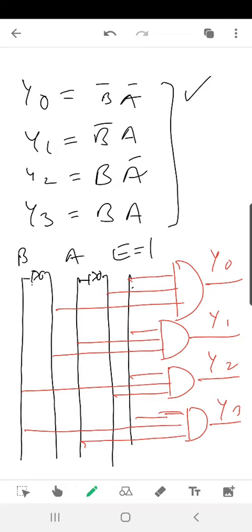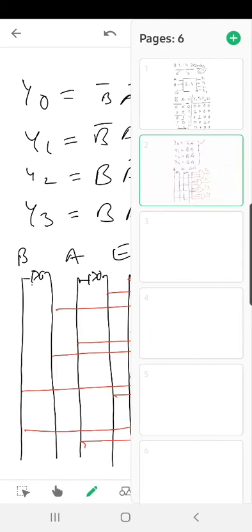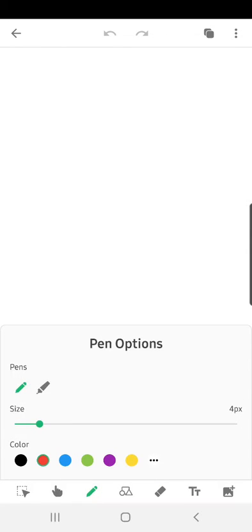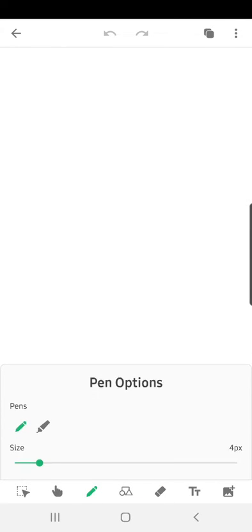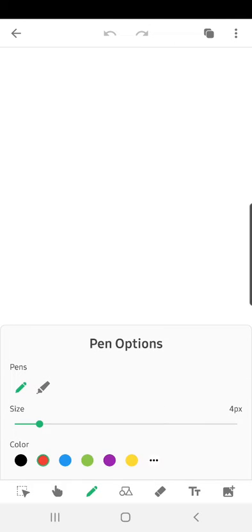Okay, so this is our active high 2:4 decoder. Fine. Moving on, we will talk about our next decoder, that is our 3:8 decoder. 3:8 decoder is similar to our 2:4 decoder.